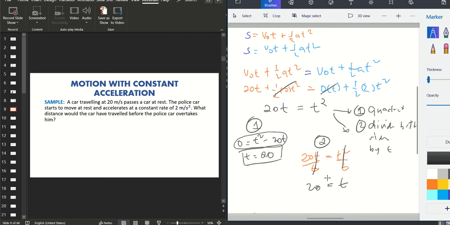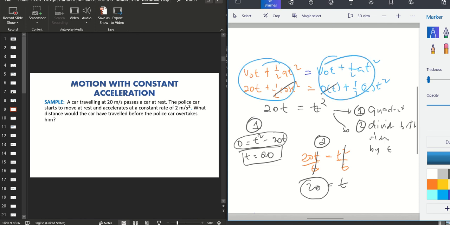Okay? So what does this mean? It means that the police car will overtake the car traveling at 20 meters per second after 20 seconds. Okay? After 20 seconds, habol na. Yun ang ibig sabihin niyan. Now, nasagot na ba yung tanong? Hindi pa. So, we can use either of these two equations to determine the distance. Because either way, they are the same. S is equals to S.